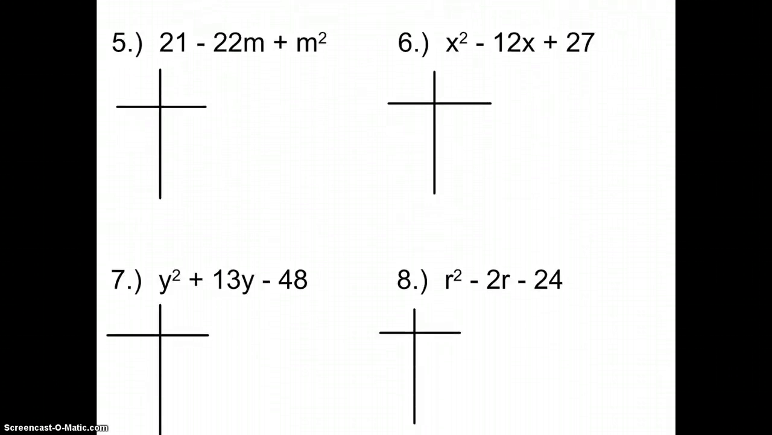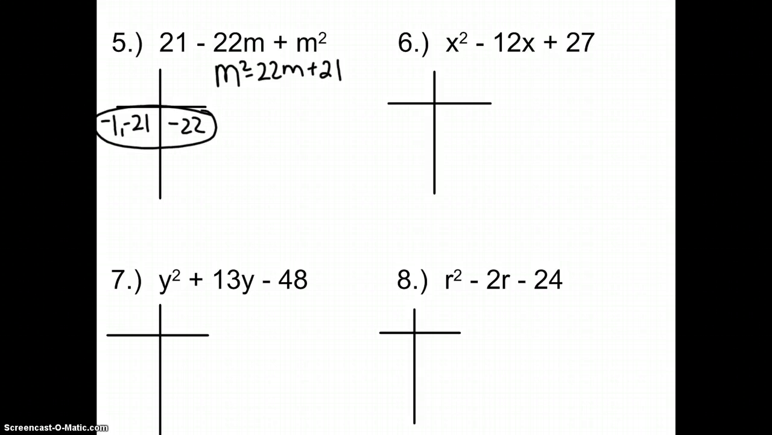Number 5, we should write in standard notation. So we have m squared minus 22m plus 21. Find the factors that give us positive 21: negative 1 and negative 21 add together to be negative 22. That's what we're looking for, so we can just plug it in. M minus 1, m minus 21.